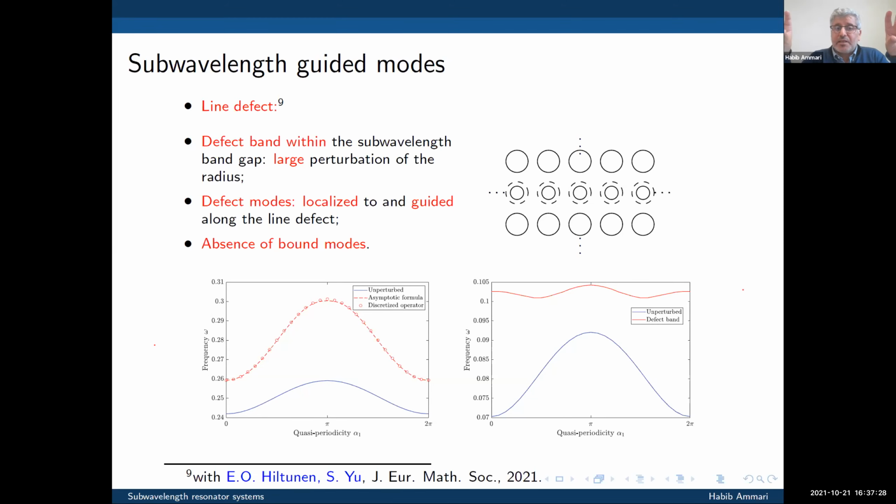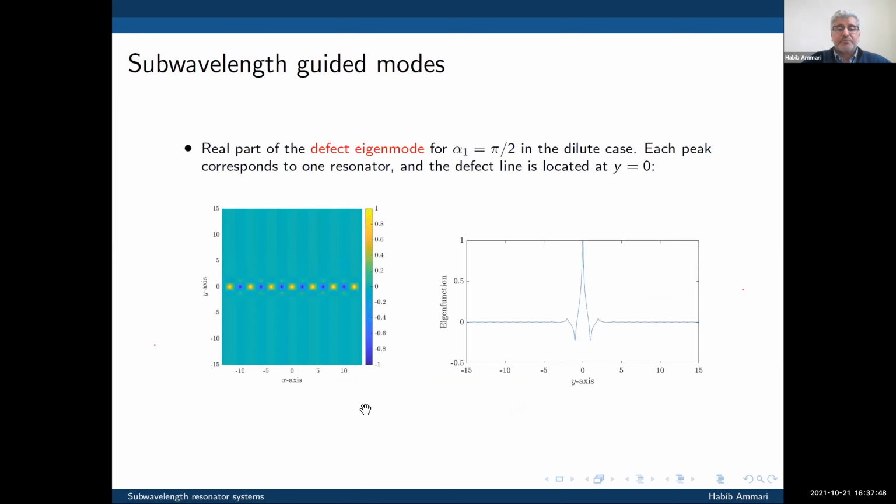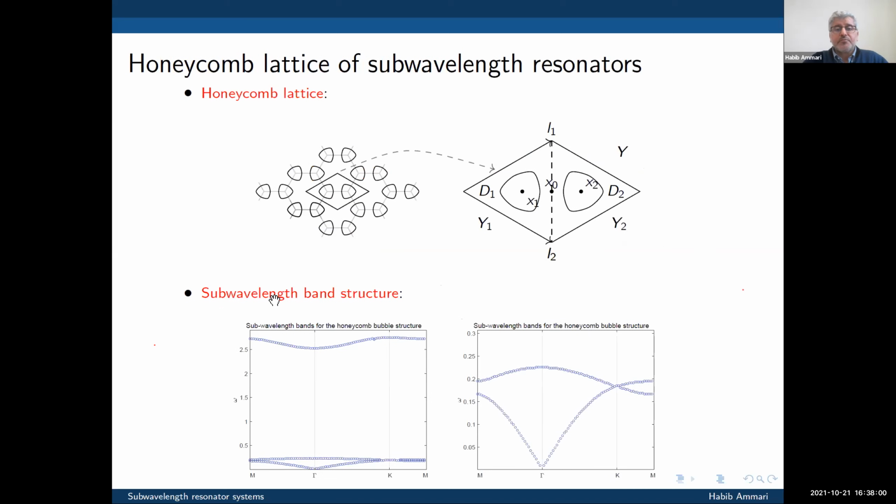In order to prove this, they are modes which are localized to and guided along the line defect, and we have to prove that there are no bound modes. This curve here cannot be flat. Which is a kind of technical thing to prove, but we managed to do it. Okay, these are waves guided along this line defect, and as you can see, they are exponentially decaying in these directions here. Now let's move on and play with some geometry.